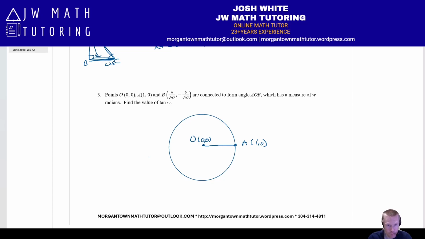And then point B is basically going to be somewhere down here, at this point. 4 over root 97, negative 6 over root 97. Okay, and then we have angle AOB here. And they're told the measure is W radians. What's the value of tan W?